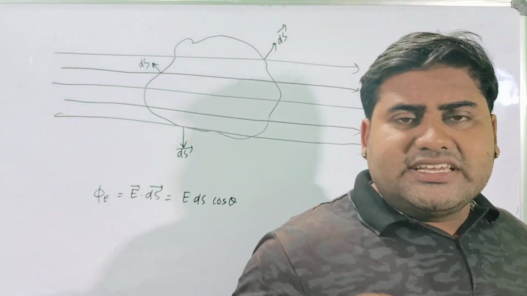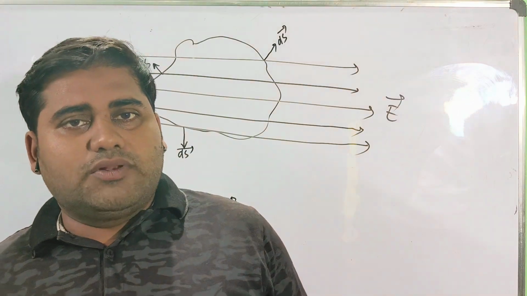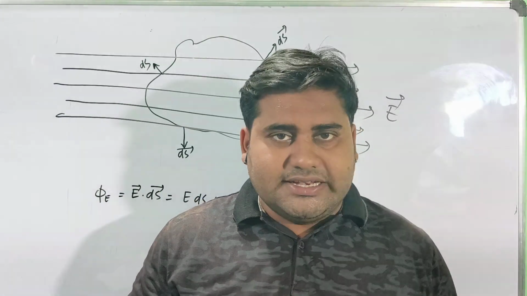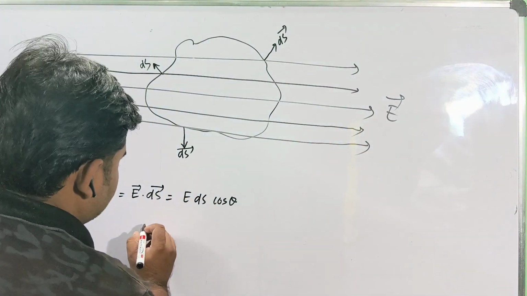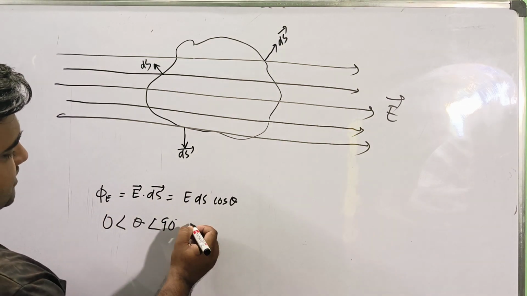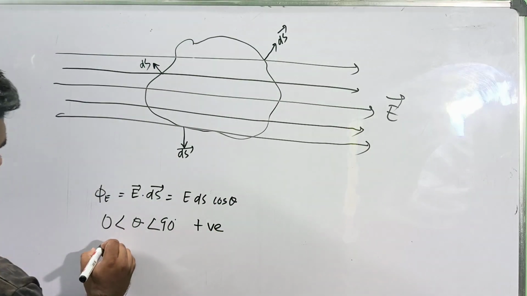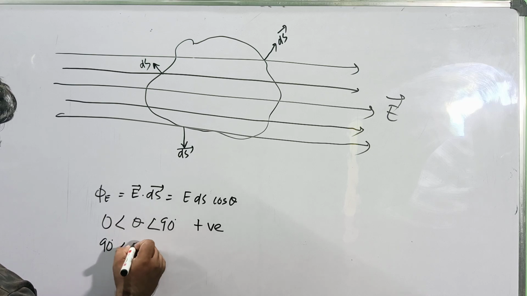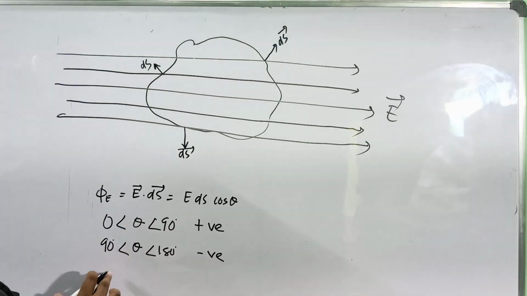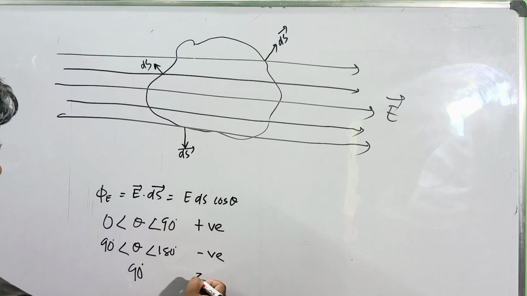So the value of cos theta varies from -1 to +1. So it depends upon theta. If theta is between 0 and 90 degrees, then it is positive. It will give you positive. If theta is like this, then it will give you negative. And now we get these things at 90 degrees. When it is at 90 degrees, it is 0.